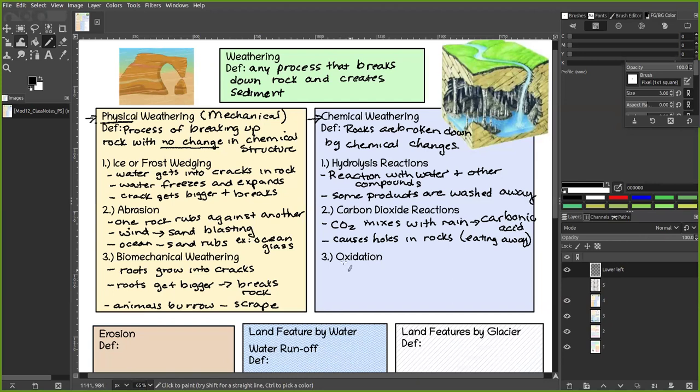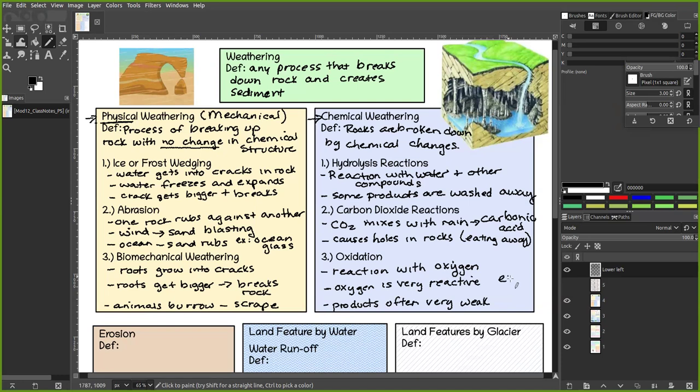The next one is oxidation. If you remember, oxidation just means a reaction with oxygen. These reactions are very common because oxygen is very reactive and it's all around us. And often the products are very weak and don't stand up to rain and physical weathering.